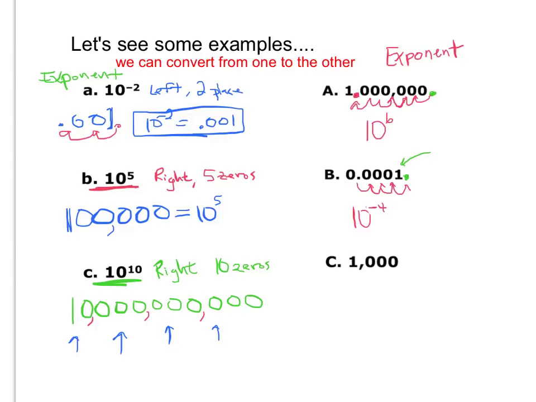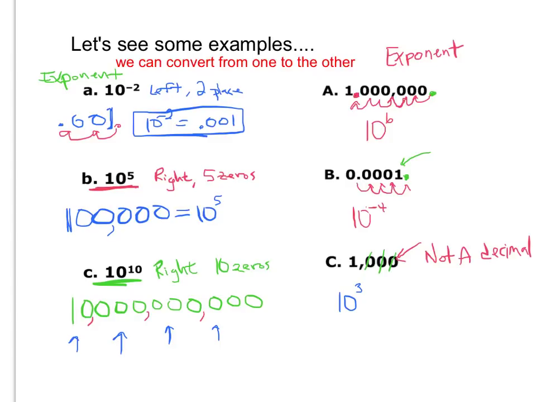My last example is 1,000. So I can say 10 to the what power? Well, how many zeros are there? There's 1, 2, 3 zeros. So I can say that this is 10 to the power of 3. Because I know that this isn't going to be negative 3. And why do I know that? Because this is not a decimal.